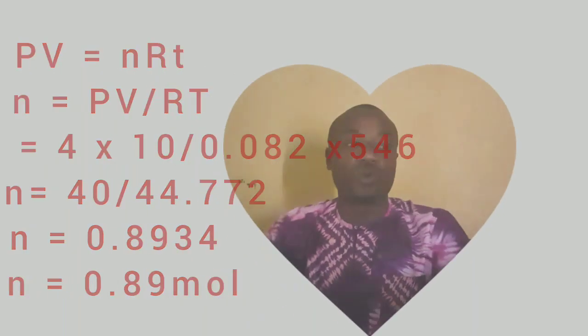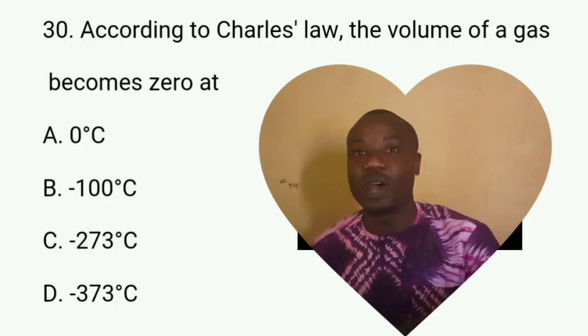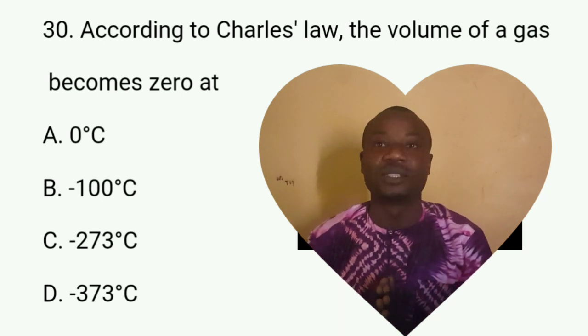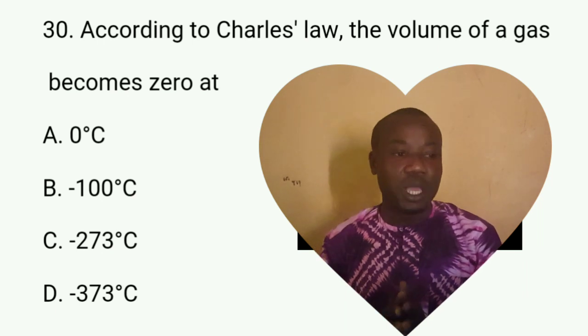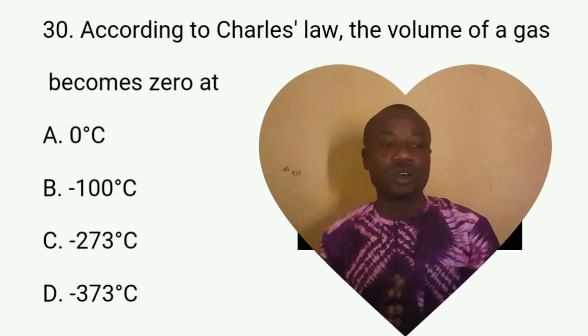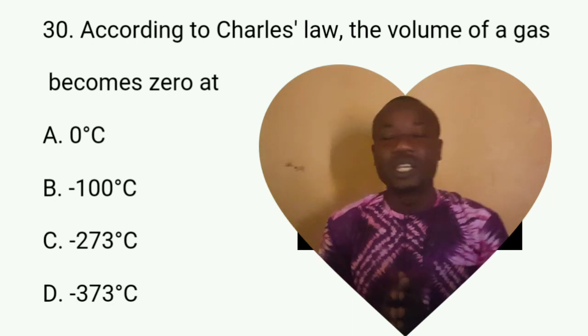Now let's proceed to question 30. According to Charles' law, the volume of a gas becomes 0 at. If you look at the options given to us: A, 0 degrees Celsius, B, minus 100 degrees Celsius, C, minus 273 degrees Celsius, and D, minus 373 degrees Celsius.